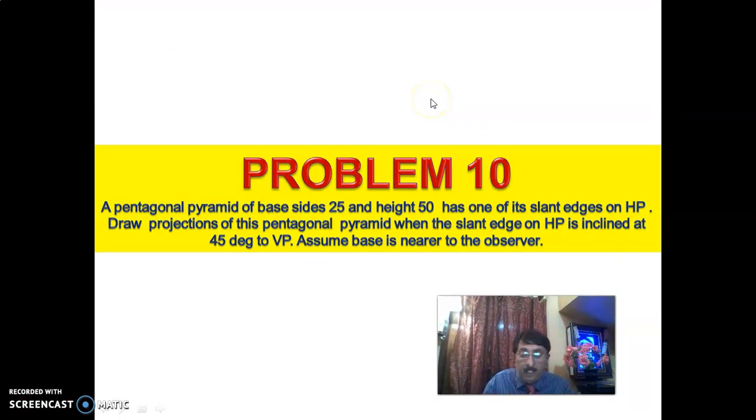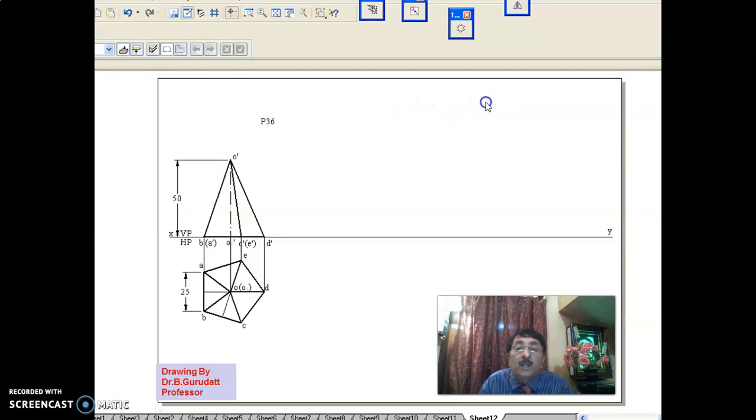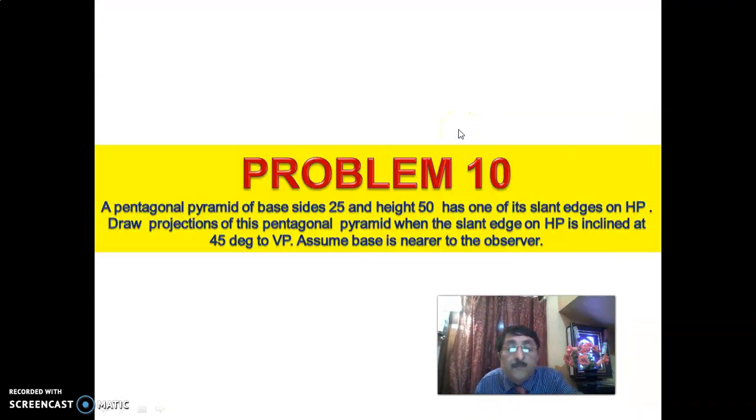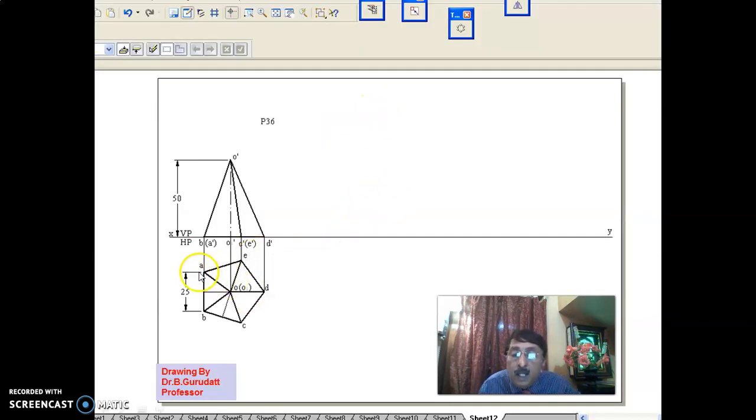Now problem 10 says, a pentagonal pyramid of base sides 25 and height 50 has one of its slant edges on HP. Draw the projections of this pentagonal pyramid when the slant edge on HP is inclined at 45 degrees to VP. Okay, assume base is nearer to the observer. Now, draw the pentagonal pyramid in the usual way. Draw the top view, draw the front view. I have told you what exactly is the procedure, you do it.